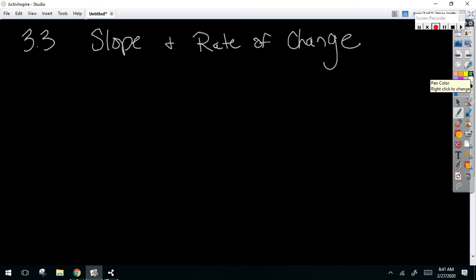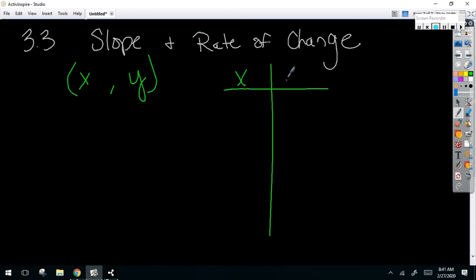So rate of change and slope are really synonyms. They're the same thing. It's just in the context of the problem when we talk about rate of change versus slope, which is the technical word. The reason we call it rate of change sometimes is, we have an X and a Y for every coordinate. Let me start by showing you this T-chart.